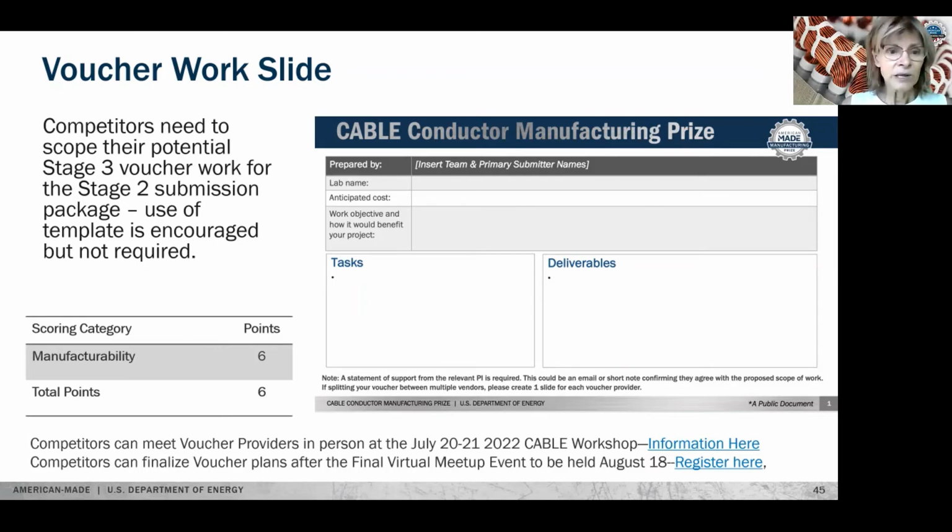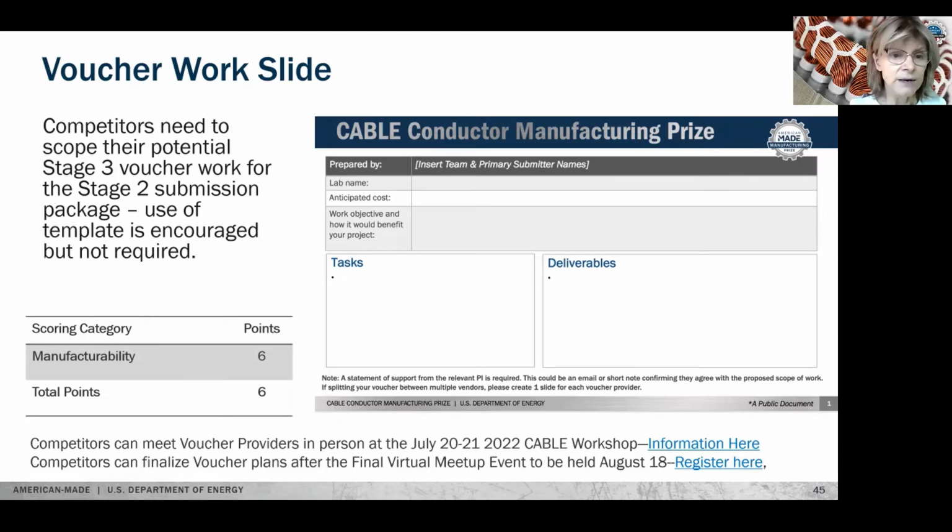Okay, another new element for stage 2 is the voucher work slide, where competitors list whom they have selected to perform voucher work for them, should they be a stage 2 finalist. This slide also accounts for up to 6 points under manufacturability. All stage 2 finalists automatically get K in voucher support from the AMC network.